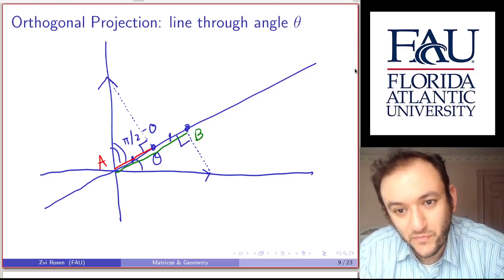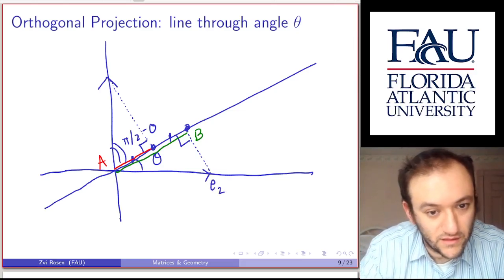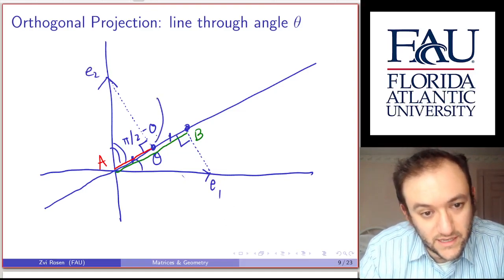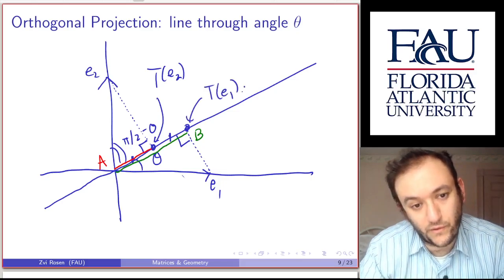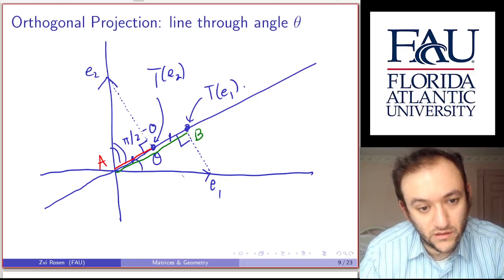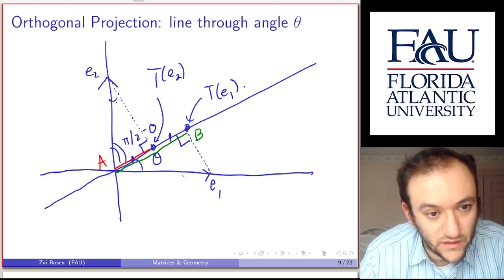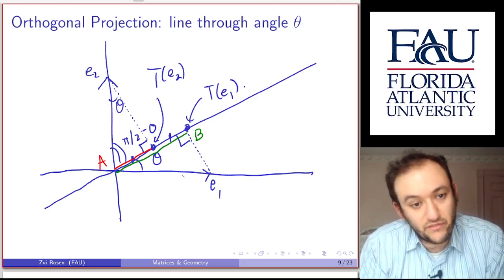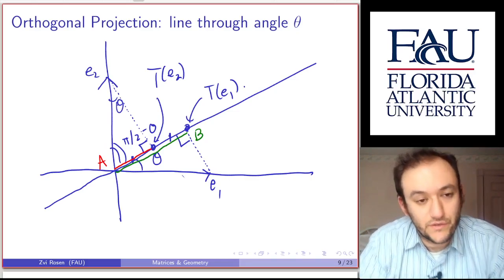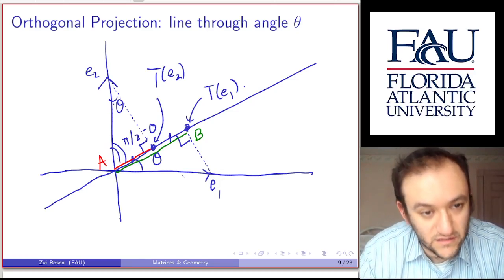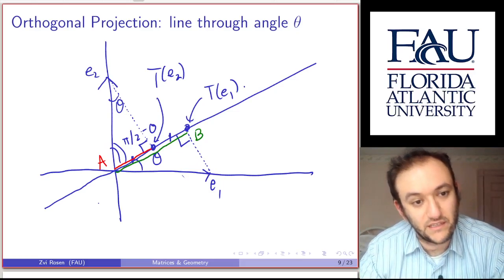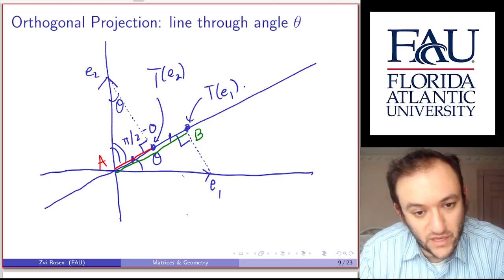Probably should have ordered them differently, but it's fine. We'll keep it straight. So this is E1. This is E2. And this is T of E2. And this is T of E1. Okay. So now in order to figure out what these lengths are, we want to use the geometry of right triangles. So we know that since this lower angle here is pi over 2 minus theta, then this upper one is theta. So we'll focus on that angle when we're looking at E2. But let's start with B.